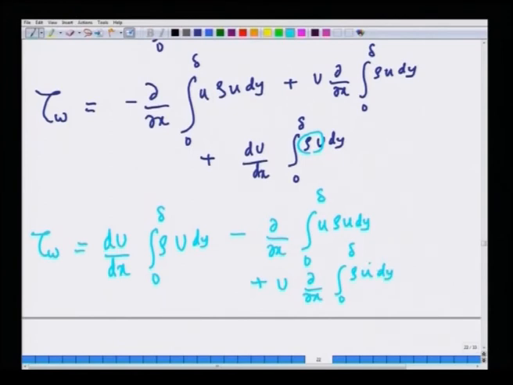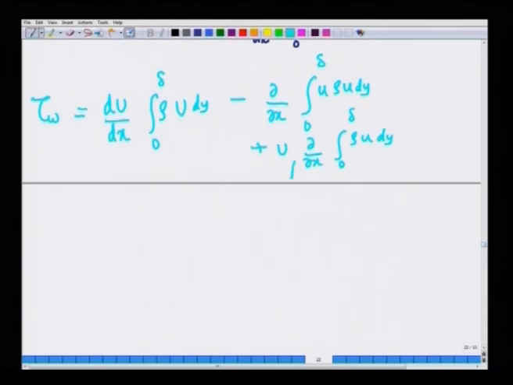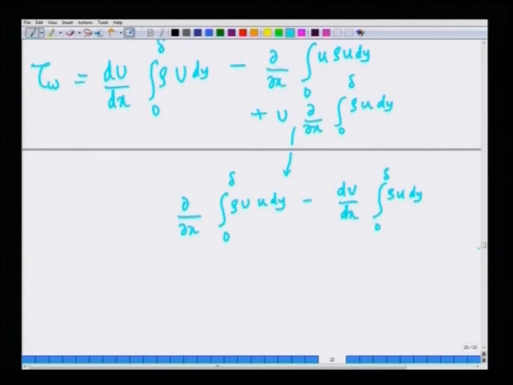Okay. Now, I am going to split the last integral in the following way. Now, I am going to write this as d/dx of the integral 0 to delta of rho u U dy minus dU/dx of the integral 0 to delta of rho u dy. Okay. The last integral can be written like this by the product rule, because both U and delta are functions of x. So, here U is out, so I am bringing U in, but then I have to subtract an equivalent term. This is just the product rule, the multiplication of two functions.